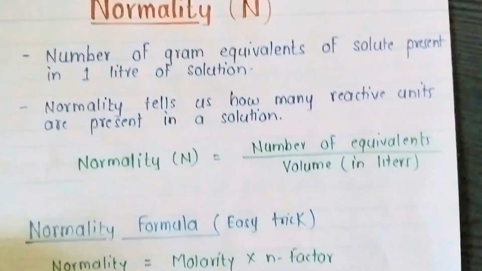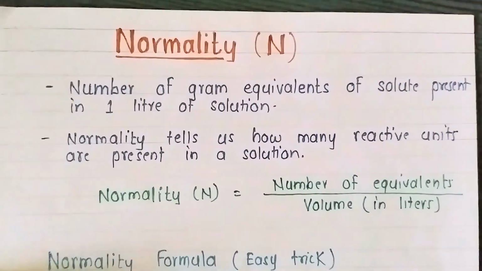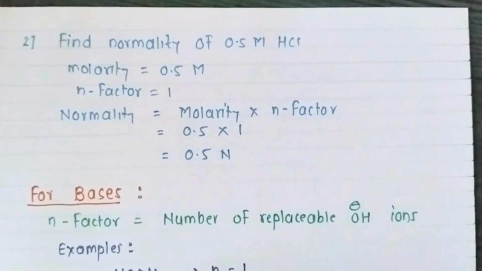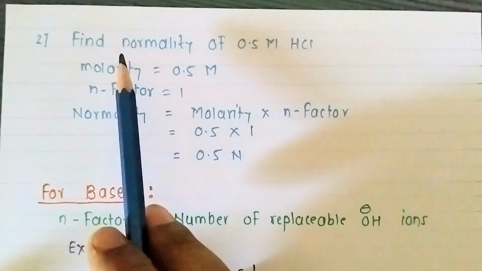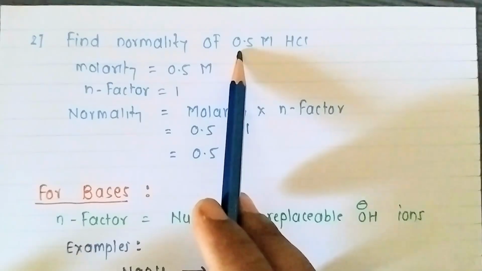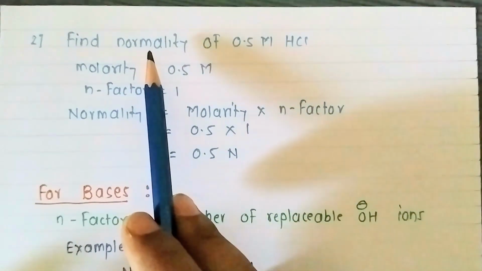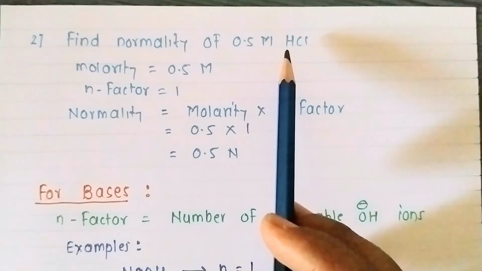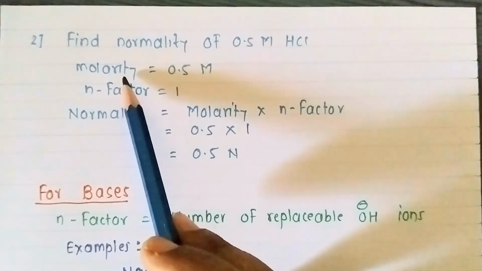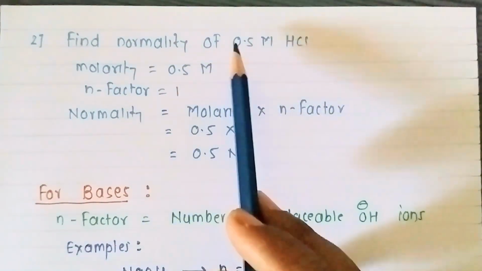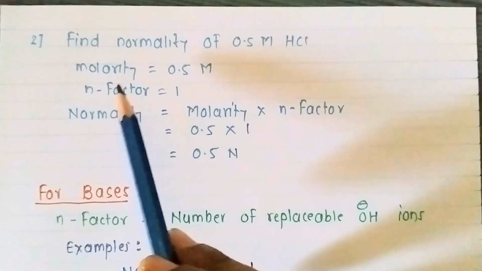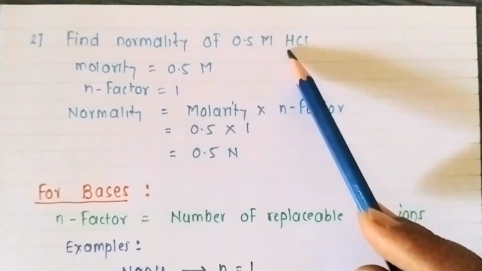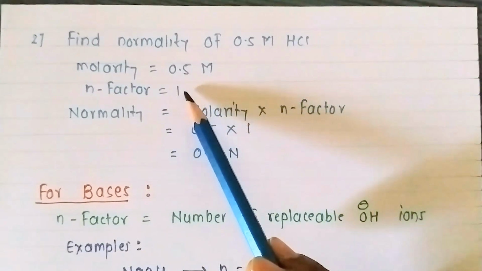Now we take another example to understand this concept of acid normality. In this example, we have to find out the normality of a 0.5 molar HCl solution. How can we find out the normality of that solution? What is the molarity of that solution? That is 0.5 molar. And what is the n factor? N factor means the number of replaceable hydrogen. Here only one hydrogen is there, that's why n factor is 1.